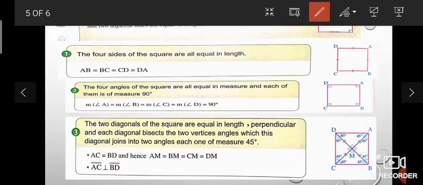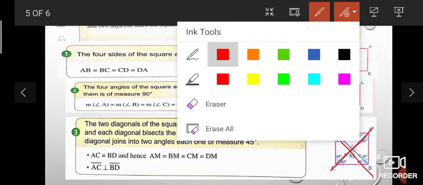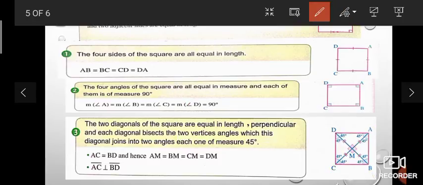And perpendicular: AC perpendicular to DB. And they bisect each other: AM equal MC, BM equal MD. And this angle is 90, but the diagonal bisects this angle to 45 and 45, like all angles.